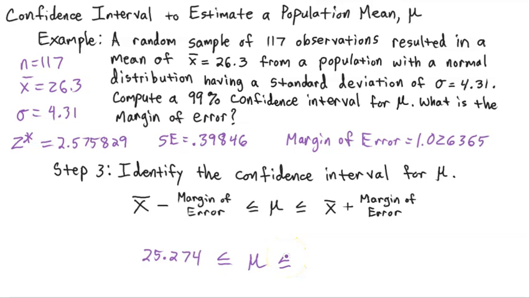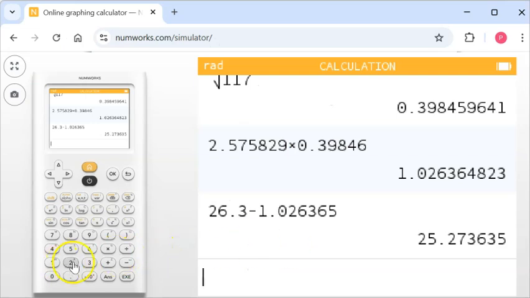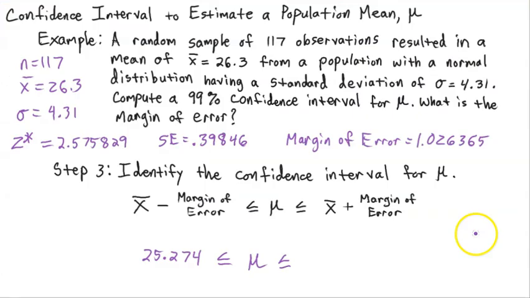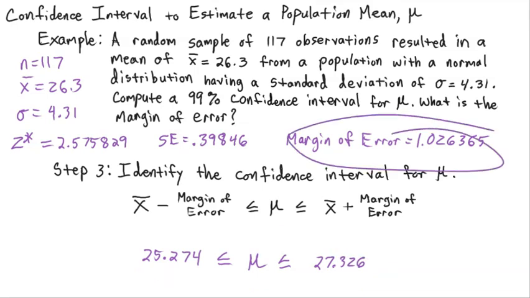Now over here is where we're going to put x bar plus the margin of error. So if we go back here, we'll do 26.3 plus 1.026365, and we get 27.326. So here is our confidence interval. Here is our margin of error, and we have answered the question.